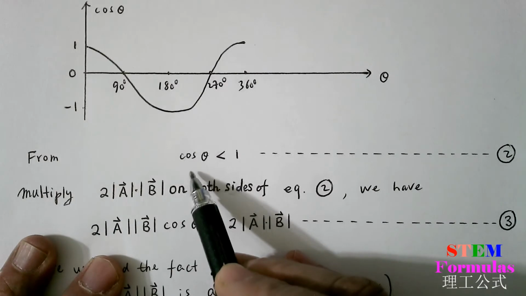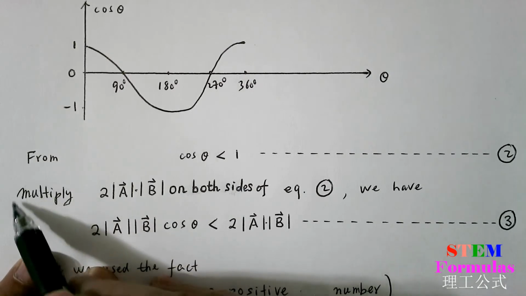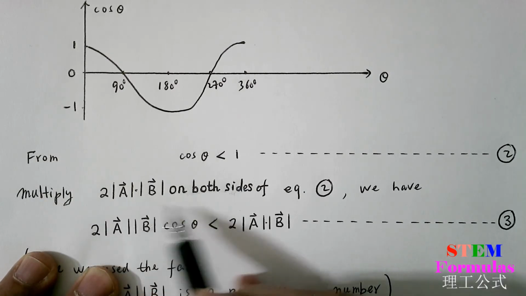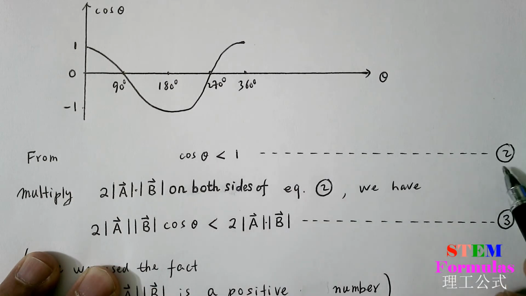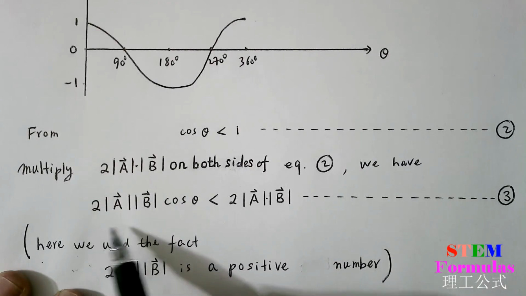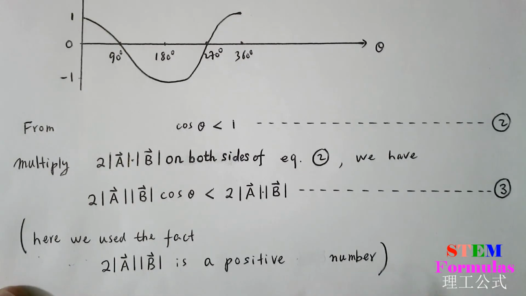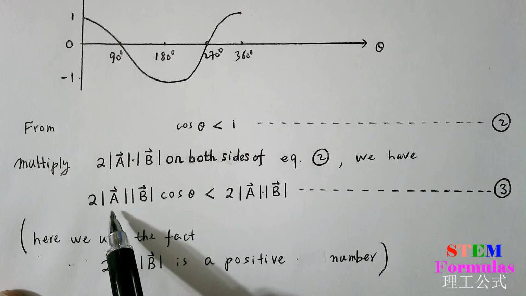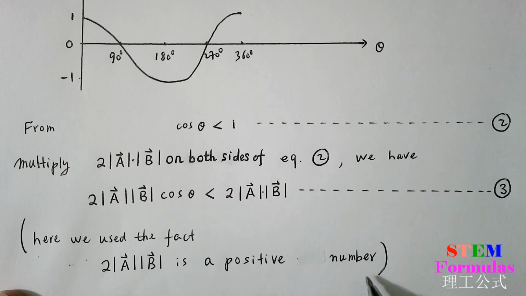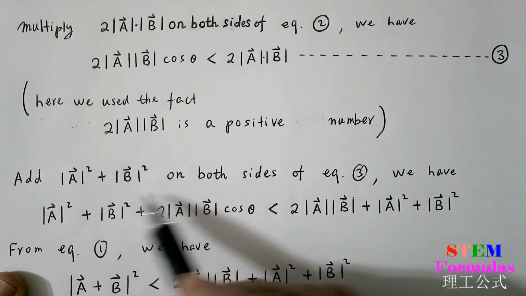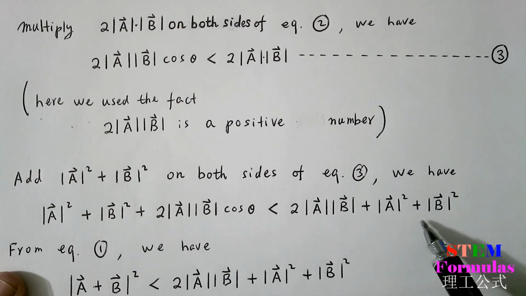From cosine theta smaller than 1, we call this equation 2. We multiply this quantity on both sides of equation 2, then we have this equation. Here we have used the fact that 2 times magnitude A times magnitude B is a positive number. We add A squared plus B squared on both sides of equation 3. We have the following equation.